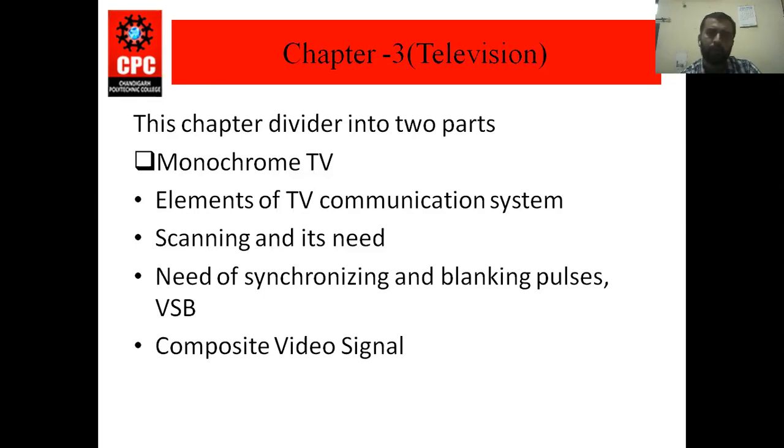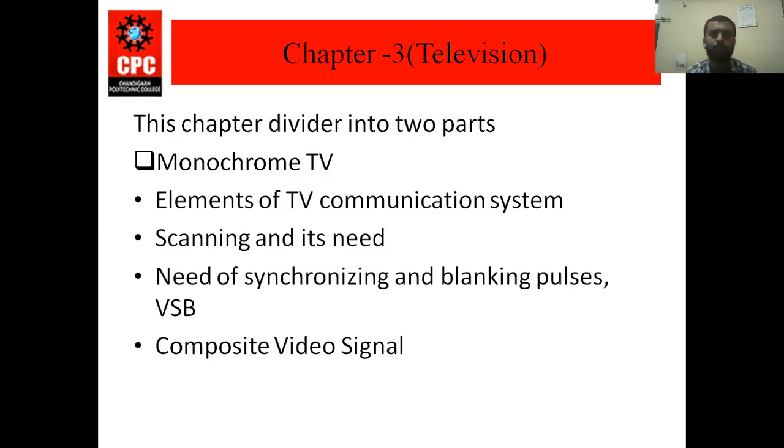To remove that problem, synchronization is used, and the blanking pulse is used to erase the synchronization pulse. When we study this chapter, you will become familiar with all these terms. Next is composite video signals, in which we have the synchronization signal, blanking signal, and image signal.